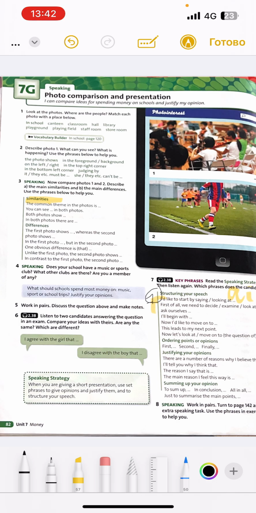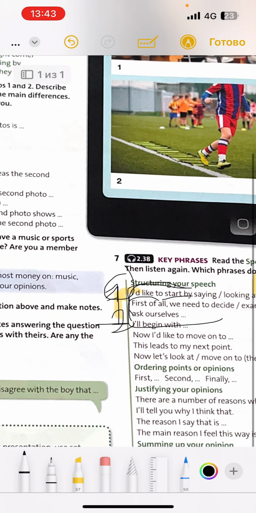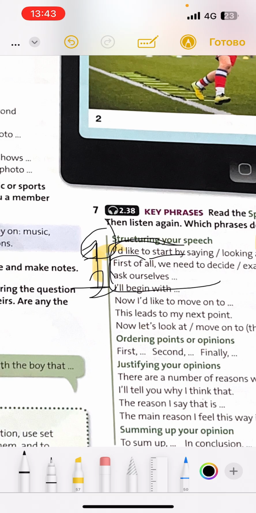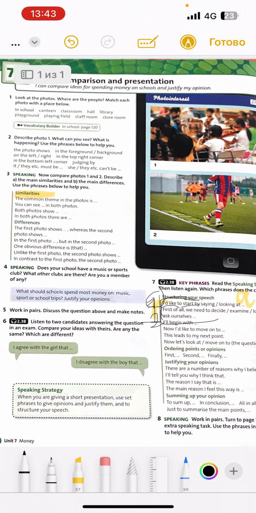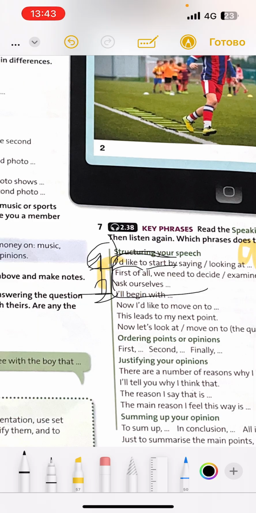And I'll begin with, first of all, I'll begin with. In this one is the first part. Second part, it's all together. First part, and now I'd like to move on to the second point. You should already have told about everything that you want to say, and the second point you want to say, when it comes to school trips. Now I'd like to move on to the importance of school trips.